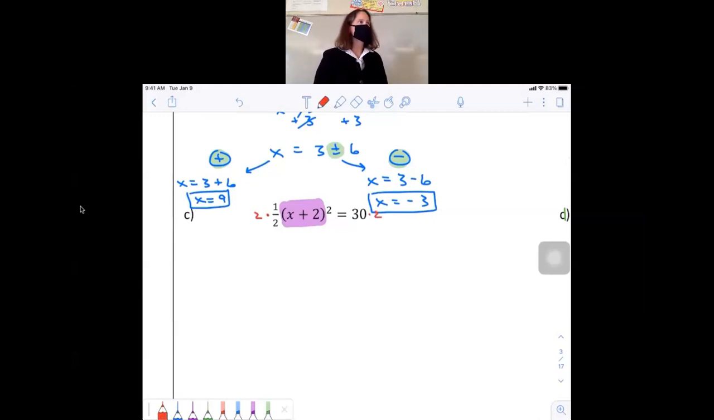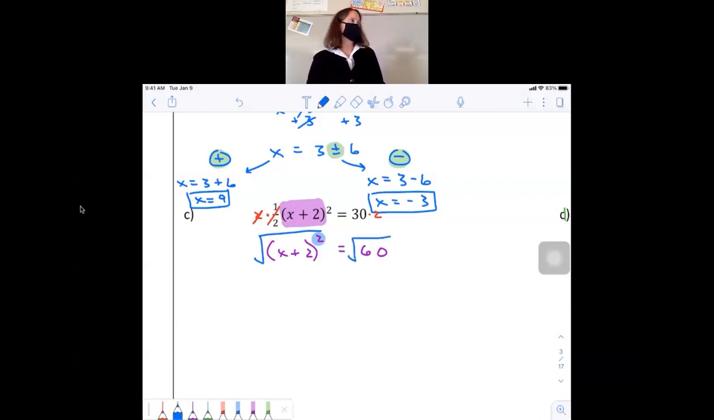All right. Let's take a look at C. Oh, I see just the squared, which is good. So I have to get that by itself. So to cancel out this 1/2, I am absolutely going to multiply both sides by 2. We're on page 3. So I have (x + 2) in parentheses squared is equal to 60.